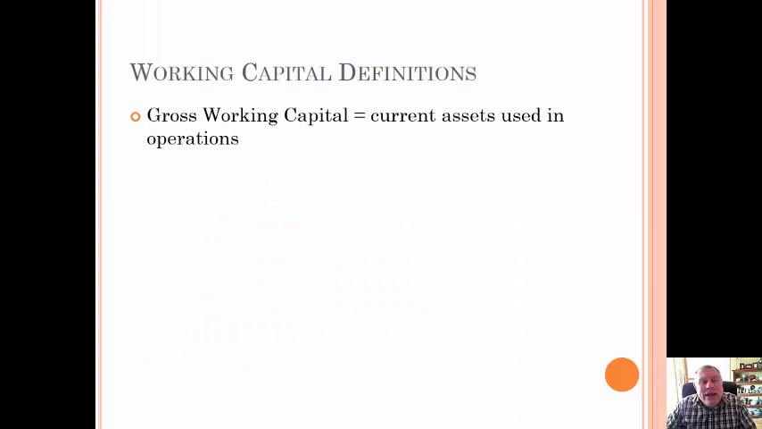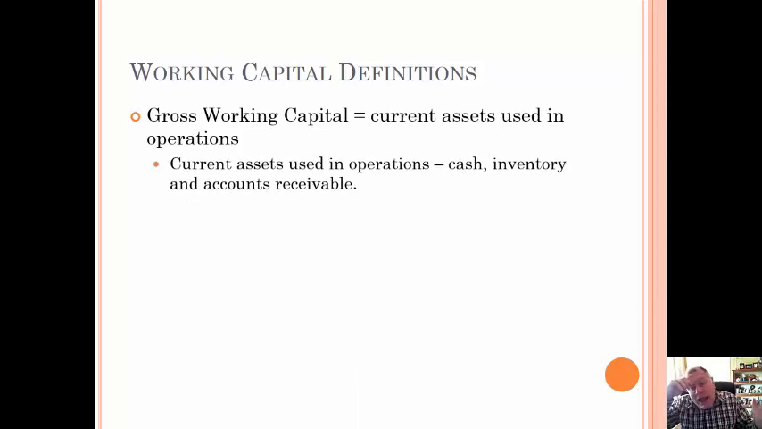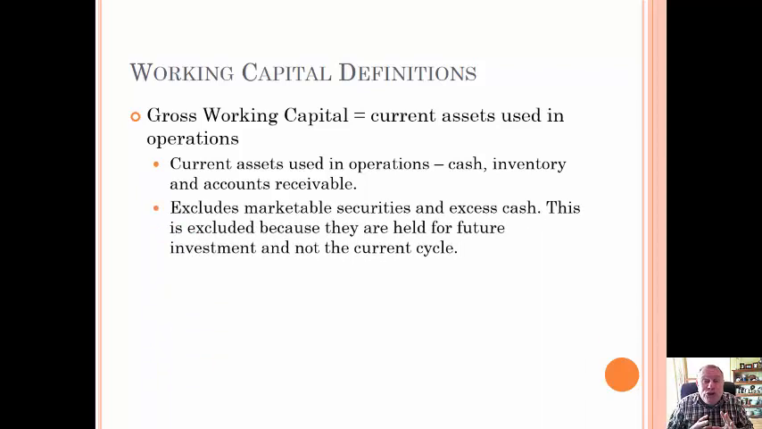The first one is gross working capital. These are current assets used in operations. Okay? Keyword is used in operations. So that will include our cash, inventory, accounts receivable, prepaid expenses. It excludes marketable securities and excess cash because they're held for future investment and not part of the current cycle.